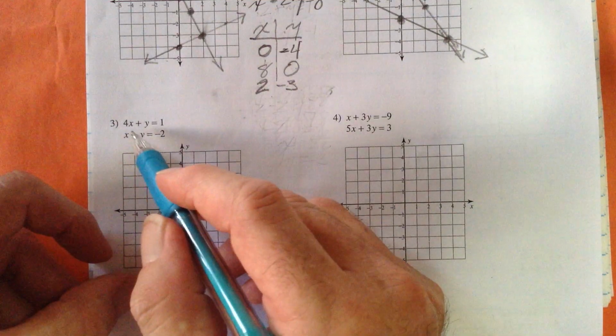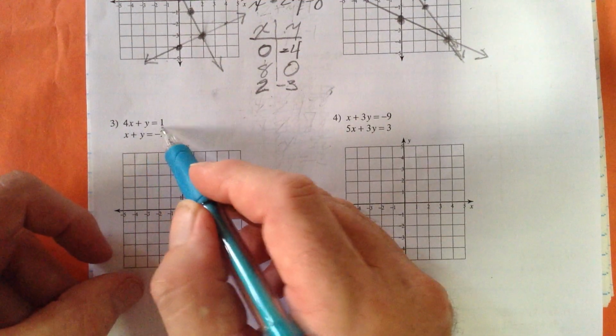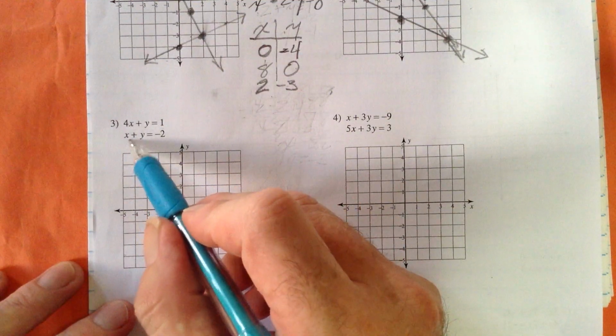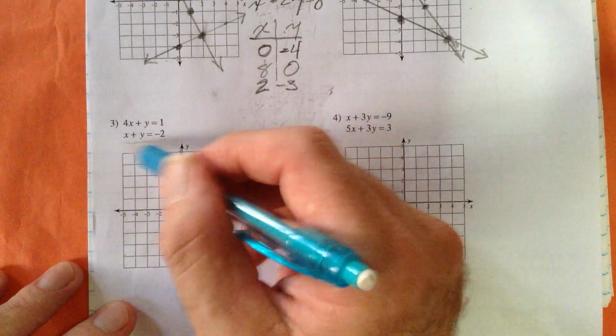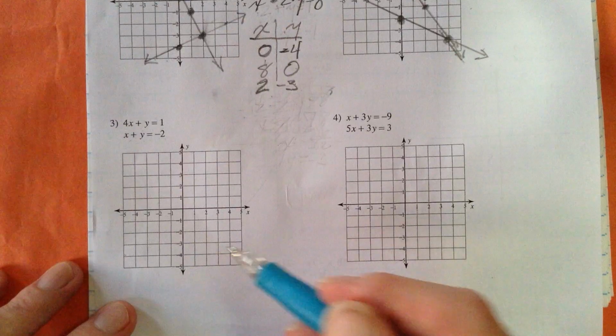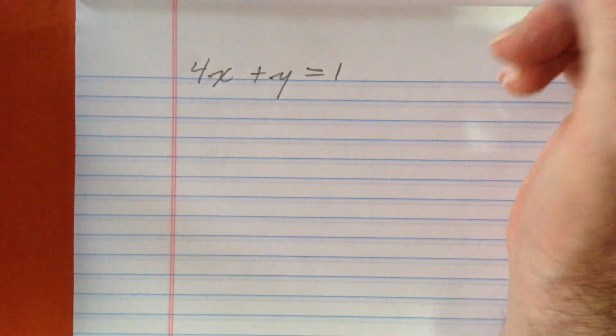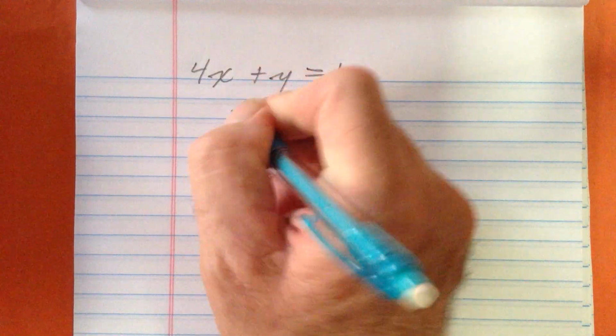Okay, well the first one, 4x plus y equals 1, and the second equation, x plus y equals -2. So we're going to find points for each of these, draw the two lines and see where they cross, and that will be our answer. Okay, so again, I'm going to use the pad of paper here. So I'm going to make my XY chart.